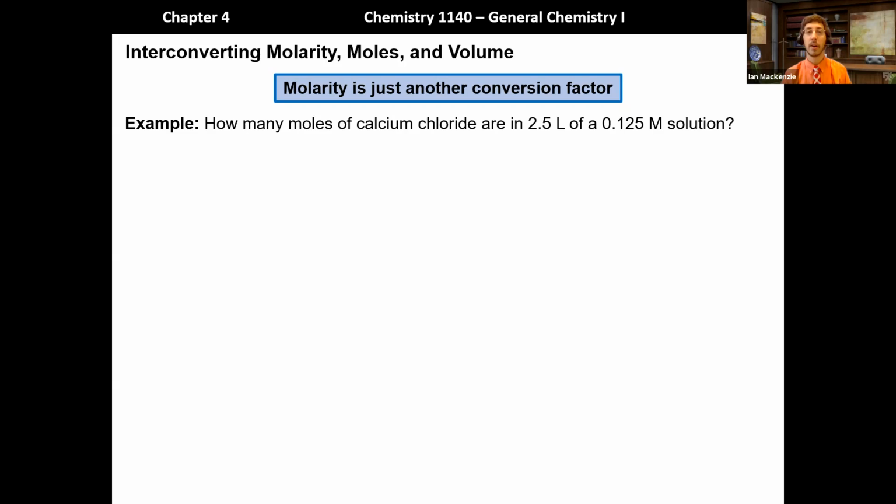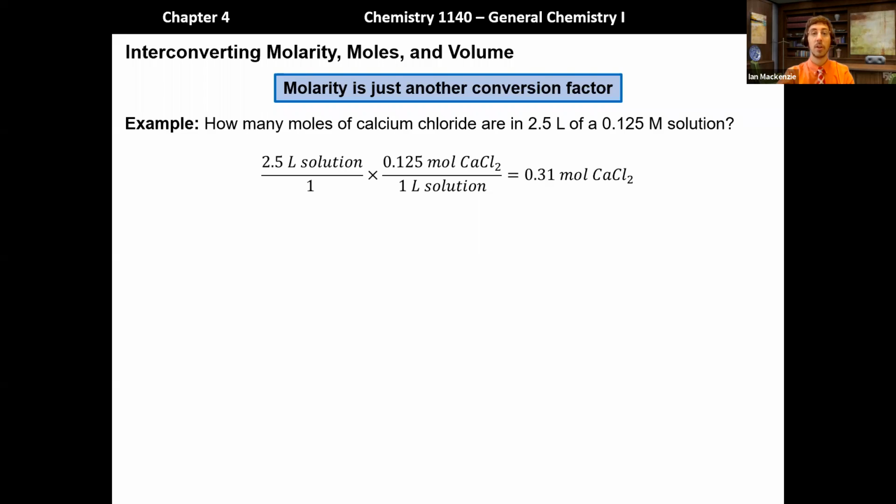How many moles of calcium chloride are there in 2.5 liters of a 0.125 molar solution? Well, I'll start with the number that is not a part of a conversion factor, and molarity can serve as a conversion factor. So I'll start with my 2.5 liters, and 0.125 is moles per liter. So I can write it just as a conversion factor. Moles on top, liters on bottom. And since liters is what I want to cancel, I simply multiply through and come out with a certain number of moles of calcium chloride.